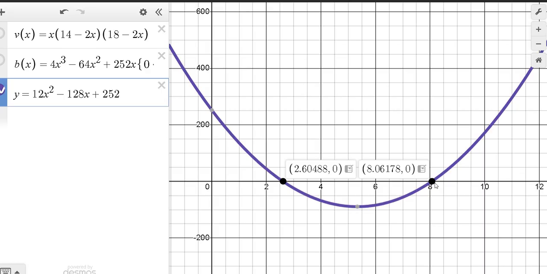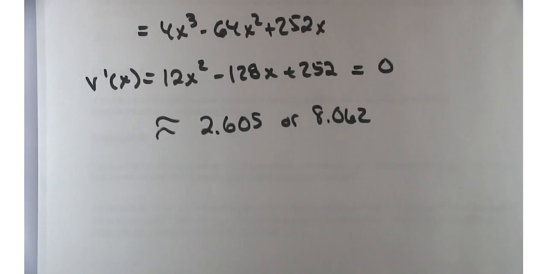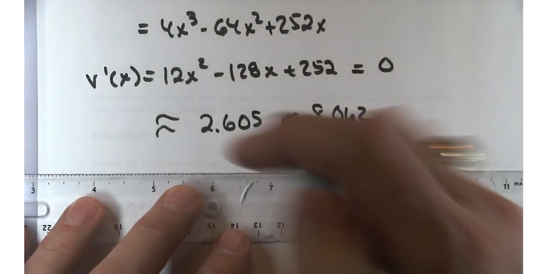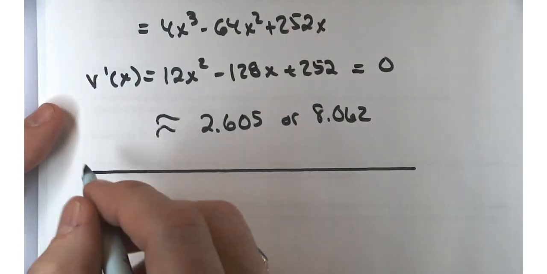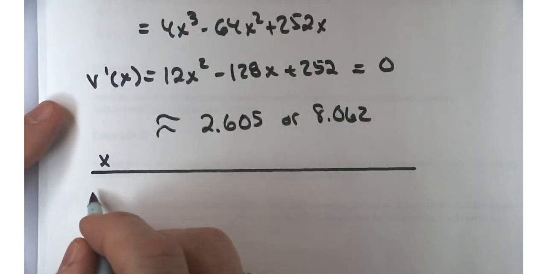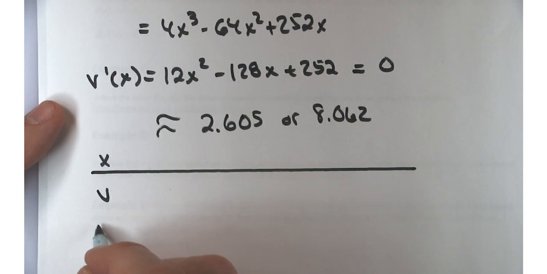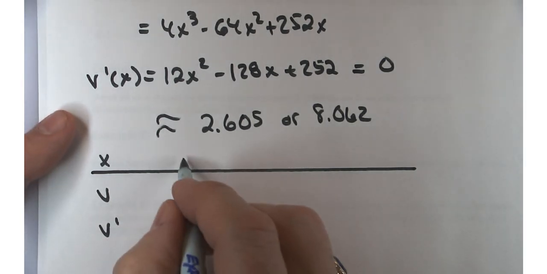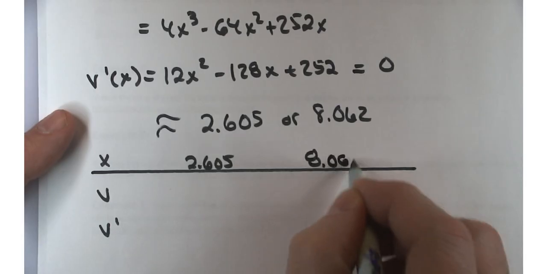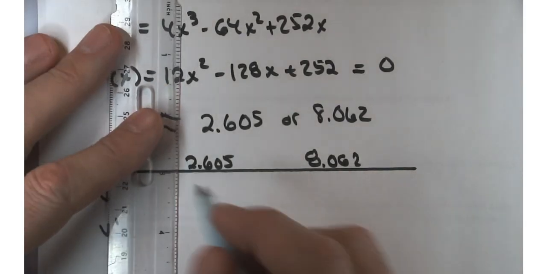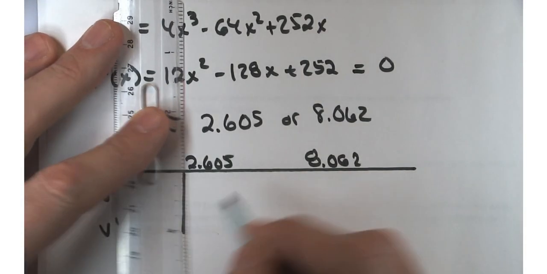We can do a little testing now. Actually, we don't really need to do much in the way of testing. So we got x, and then v of x and v prime, 2.605, 8.062. Let's give ourselves some nice table.